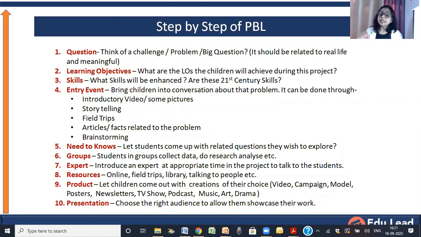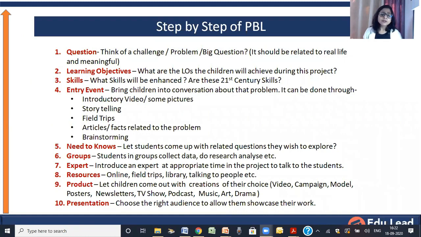Okay. Then the next step is need to knows. Now, what are those things which the children should definitely know before they really set into this project, right? So here what happens is that you can form groups of the students. Within their groups, they then discuss, if this is a question, then what are those things which we need to know? To begin solving these questions, what are those important data, facts, figures, or things which we should definitely know before we embark on this project, right? So that comes after your entry event.